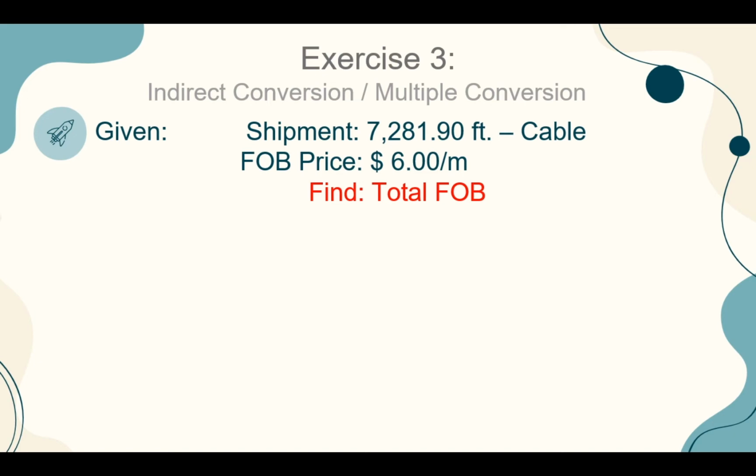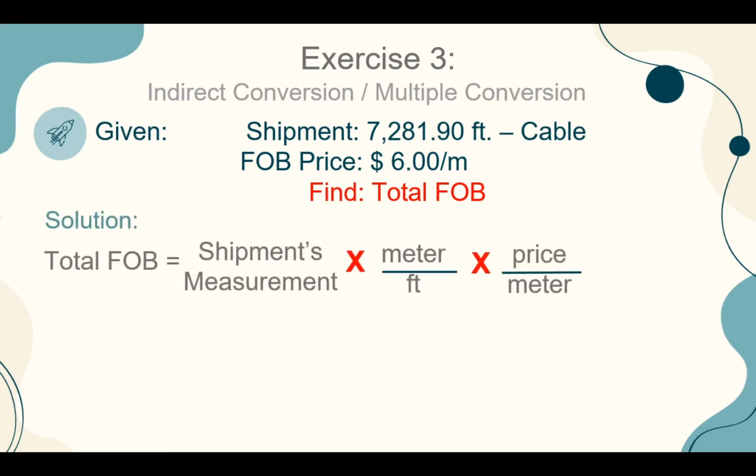But, meron na tayong Incoterms na isasama. So, our shipment is a cable, consisting of cable wires, and then, yung sukat nun is 7,281.90 feet. So, ang FOB price natin is $6 per meter. So, ano hanapin natin? Total FOB, and then, yung shipment's measurement natin.